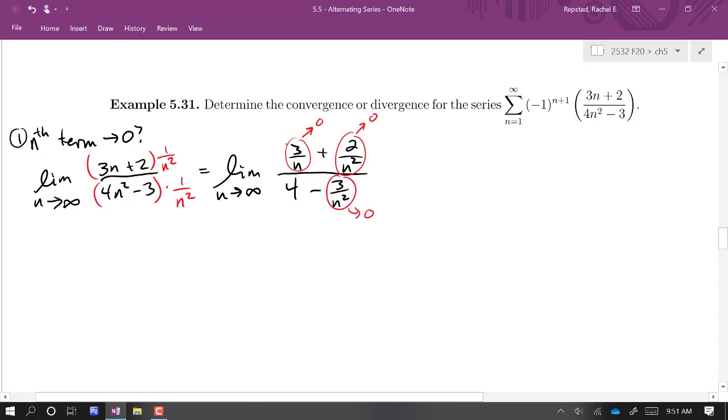So the top overall approaches 0. The bottom approaches 4, which means this fraction, the limit, is equal to 0. So the nth term does approach 0. We could check that off.